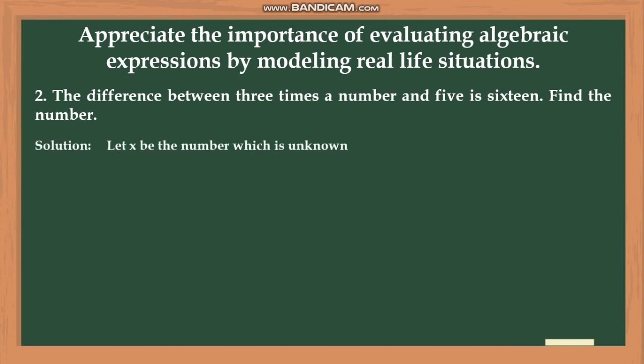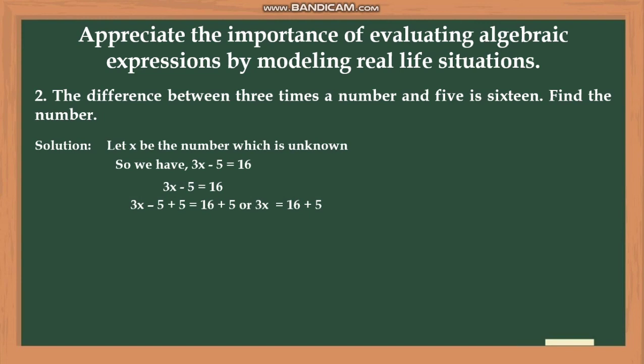Solution. Let x be the number, which is the unknown. The same formula as in the previous one. We have 3x minus 5 is equal to 16. How do I get it? It stated that the difference between 3 times a number and 5 is 16. So 3 times a number, so we have 3x. And 5, since it stated the difference, will be negative 5. And it is also stated that it will be equal to 16. So bring down equals to 16. Then simplify. 3x minus 5 equal to 16.